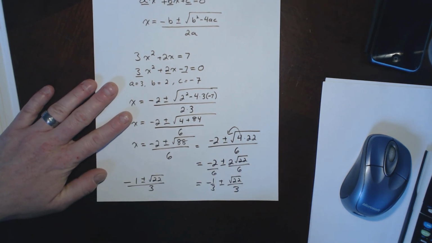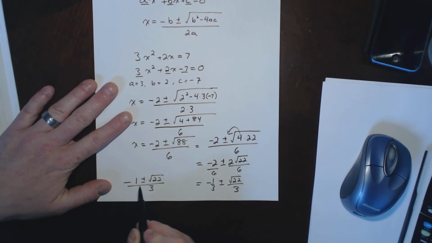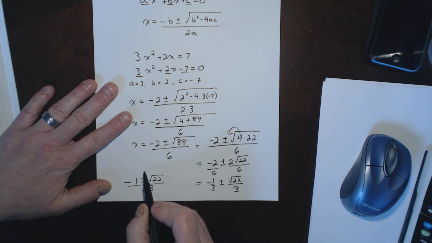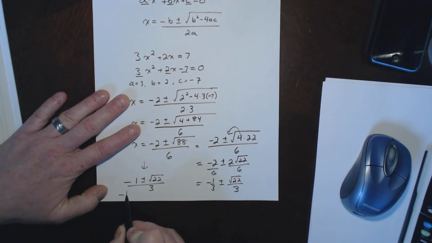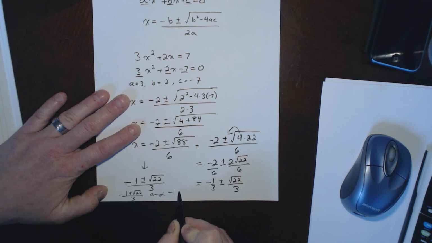If you're entering this into your computer software as far as your solution goes, you need to make sure that you enter in both solutions. There's two solutions here, the plus and the minus. So we have minus 1 plus root 22 over 3, and we have minus 1 minus root 22 over 3.